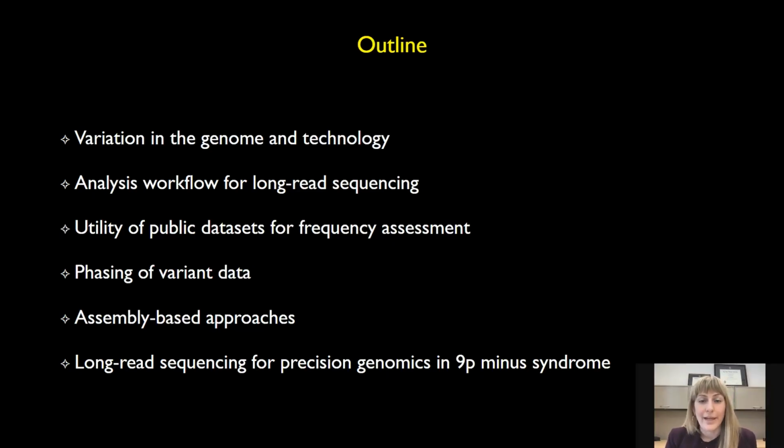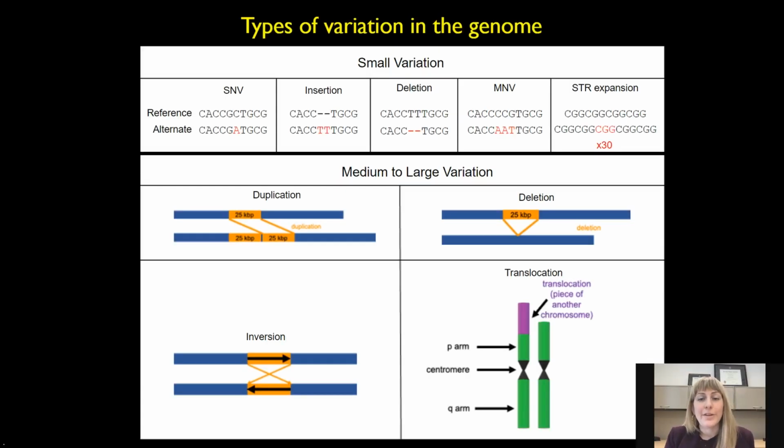So here's the overall outline for my talk. First, I want to talk to you about genomic variation and technology. As you may be aware, there are many types of variation present in the genome. It can be small variation, like single nucleotide variants, so those are single nucleotide changes. Can be small variation in small insertions or small deletions, can be multinucleotide variant changes, and there can be STR expansions as shown on the top right. We also have medium to large variation, including things like duplications, deletions, inversions, and translocations, where a piece of another chromosome can move to a different chromosome, as shown in the bottom right.